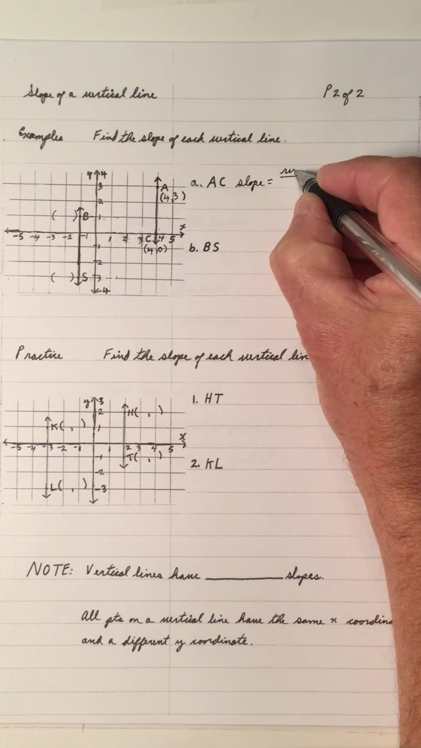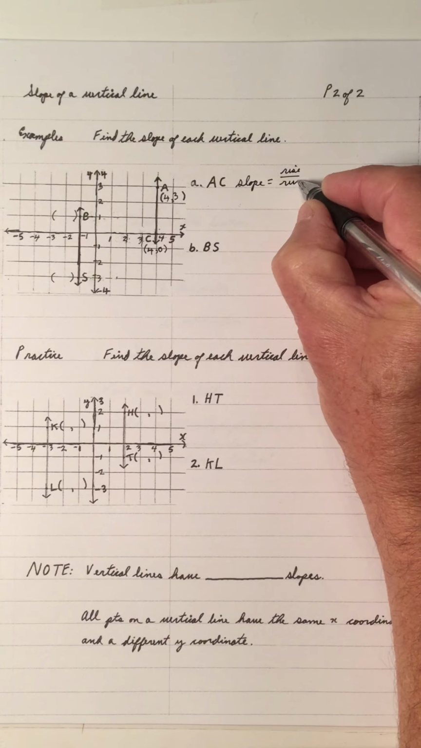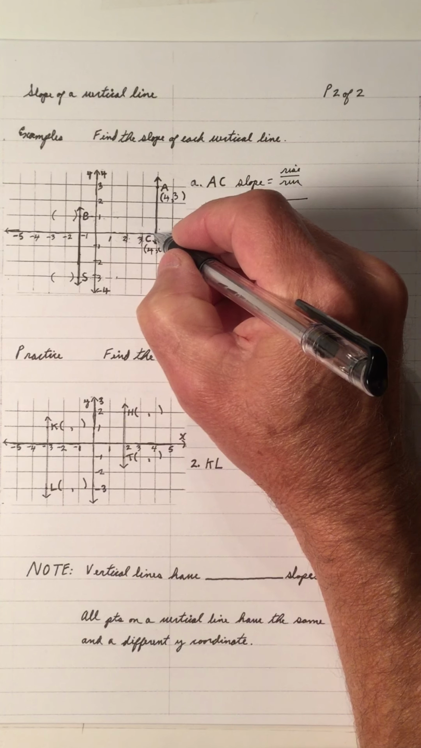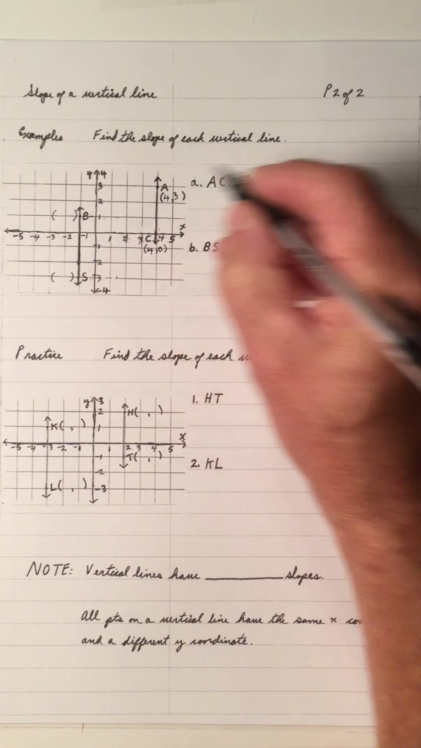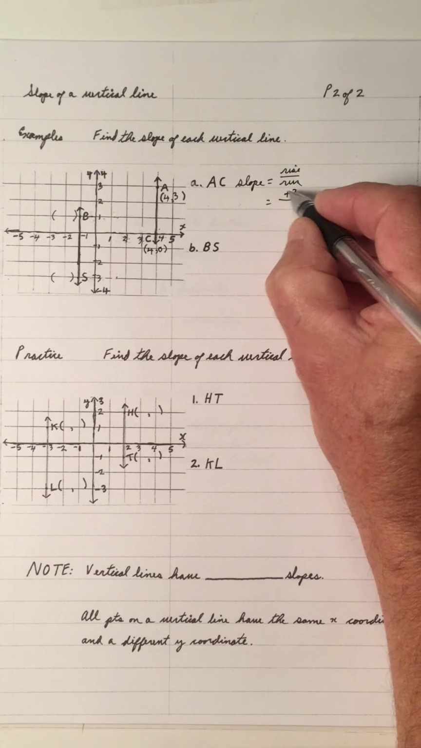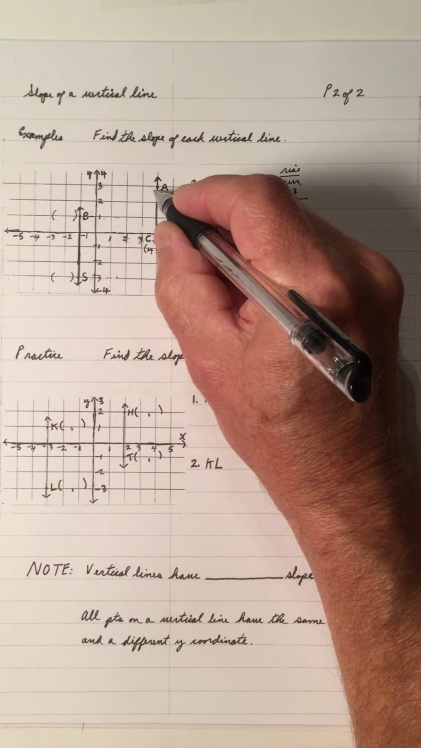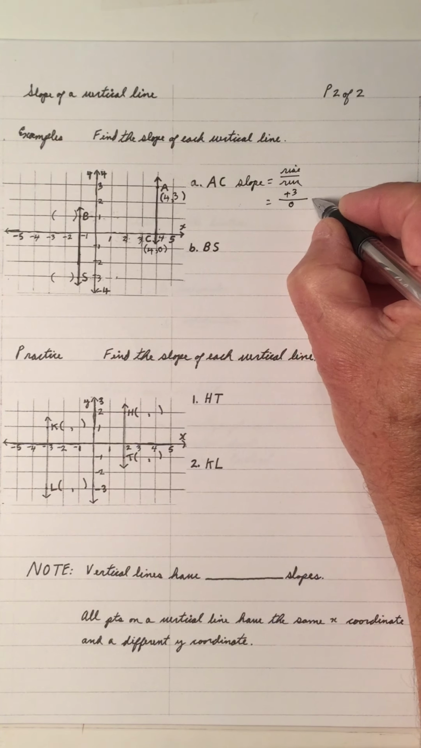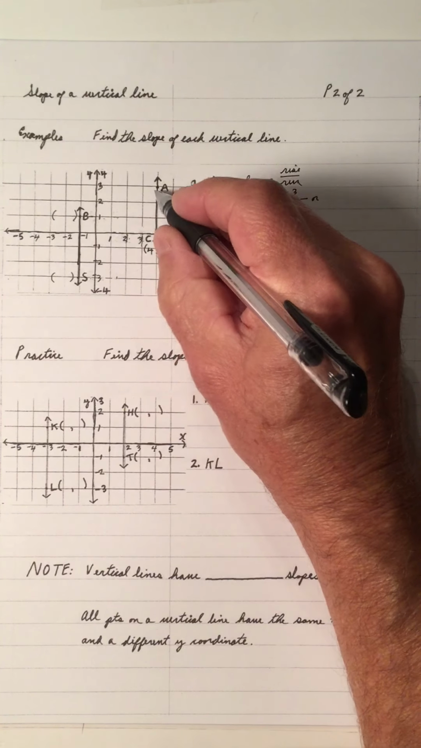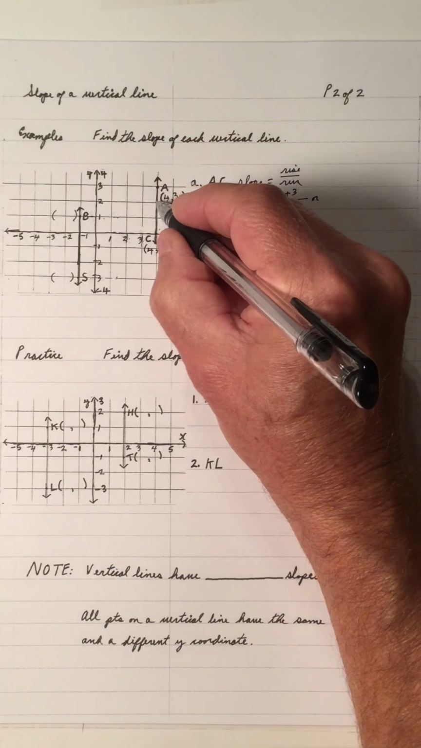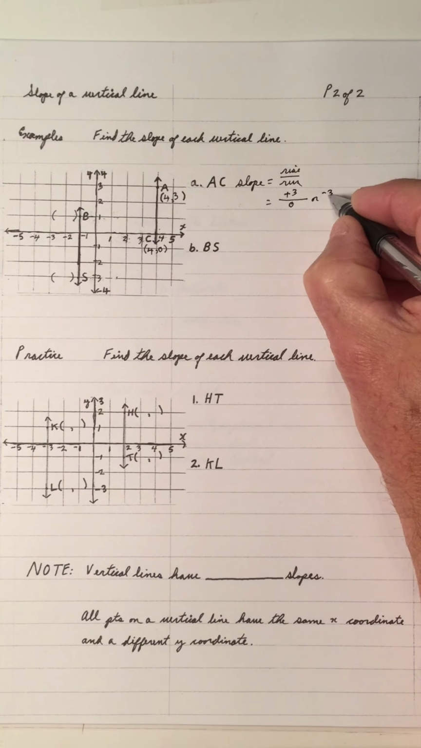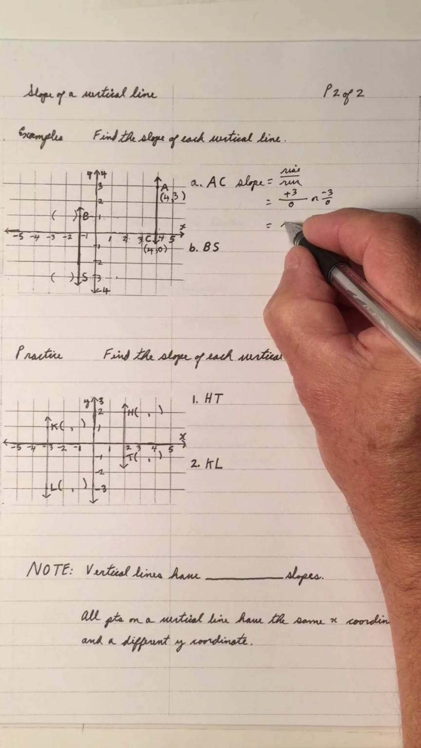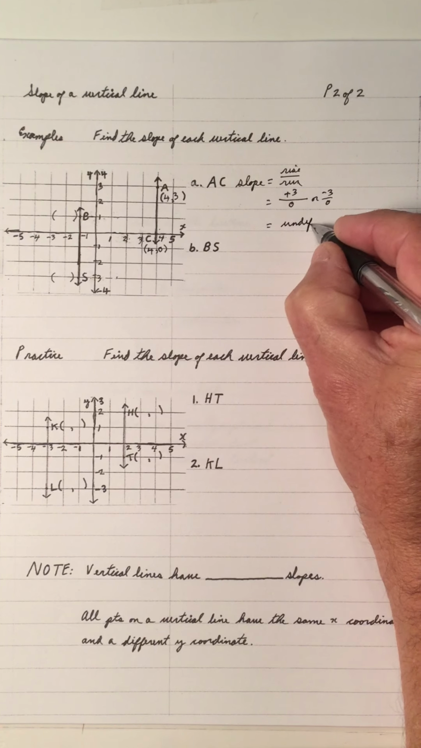Slope is rise over run, and the rise, if you leave C and go to A, 1, 2, 3, the rise is plus 3, and notice the run, you do not go either left or right, so the run is 0. Or if you go from A to C, it's 1, 2, 3 down, so it's a negative 3 over 0. But in either case, division by 0 is undefined.